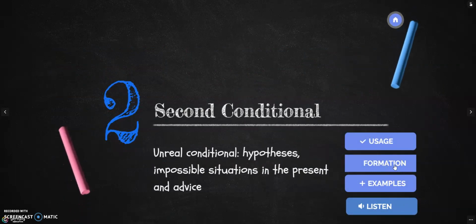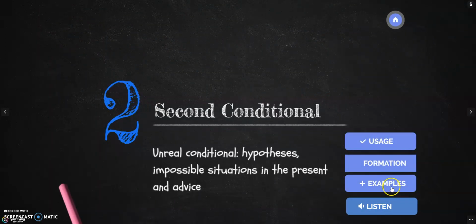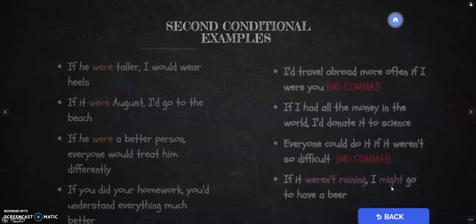Now we're going to have a look at how we form this conditional. As we have seen, we can use a past simple: if I won the lottery, I would move to Japan. Si ganara la lotería, me mudaría a Japón. But we don't need to use past simple necessarily. We can also use past continuous if you want, okay? And also, apart from would, we can use other modals like could or might, okay? So that's how we form the second conditional, all right? We're going to go back and have a look at some extra examples, all right?